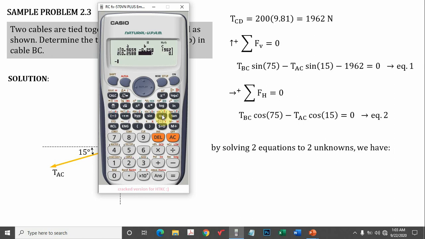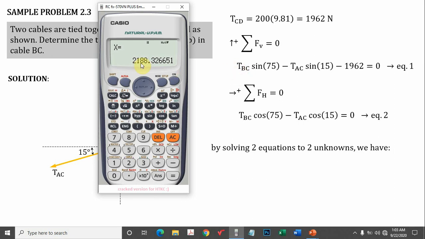Okay, so negative cosine 15 degrees is equal to 0. So wala na, kompleto na yan. So, ang gawin ko, equals lang ako. Ito yung ating tension BC, ito yung ating X, kasi nag-assume tayo ng X natin is tension BC.